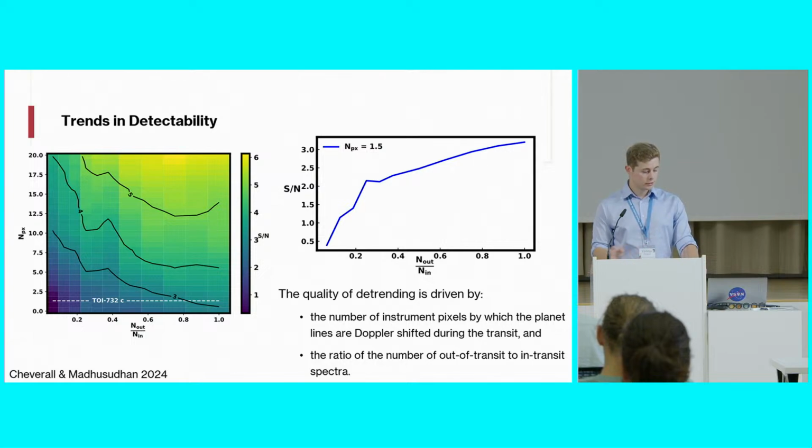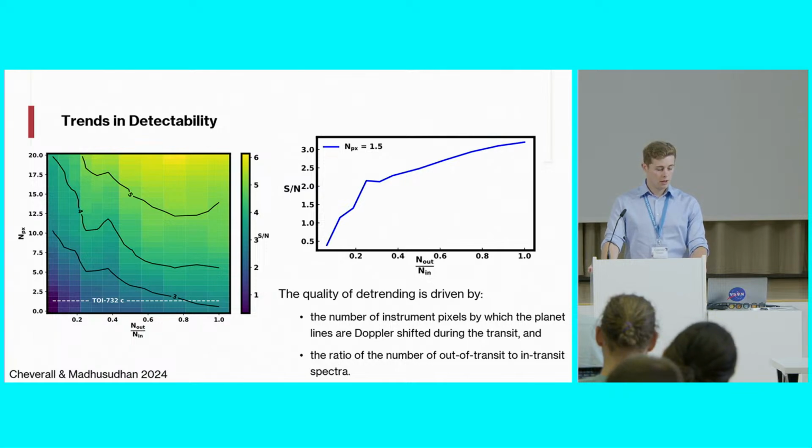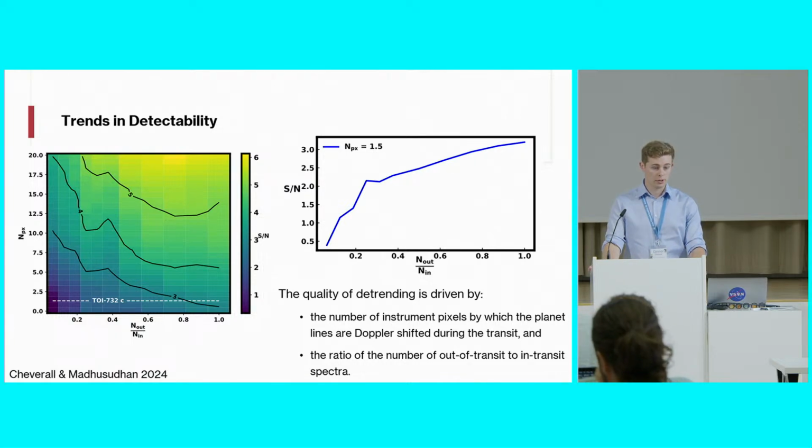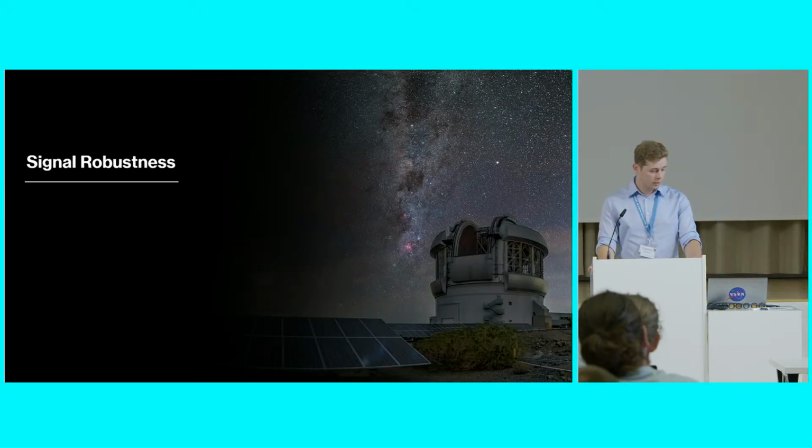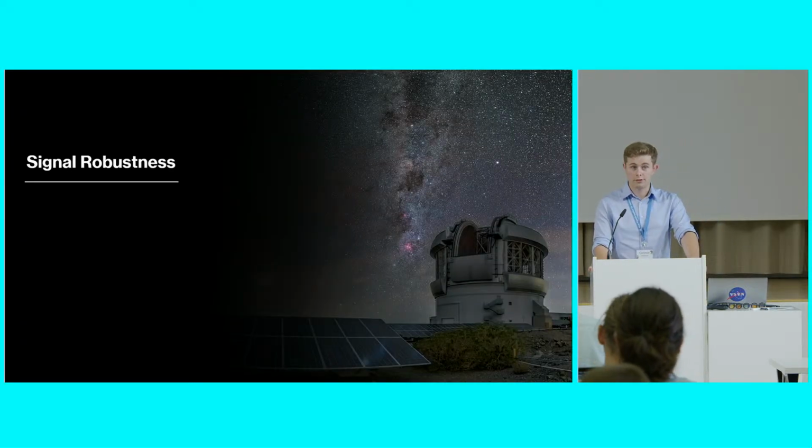Taking a cross-section through TOI 732C and plotting the signal to noise on the right-hand side here, you can see that the SNR increases from near 0 to more than 3 as we increase our out-of-transit to in-transit ratio from 0 to 1. So it looks like we can find these signals under the right observing conditions.